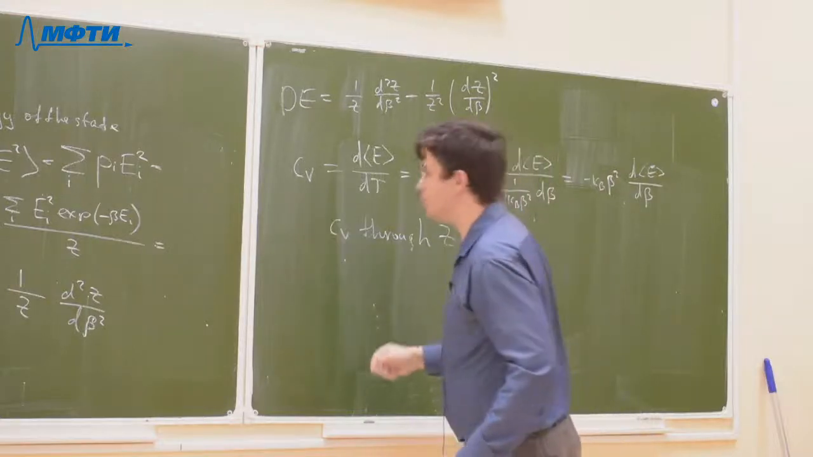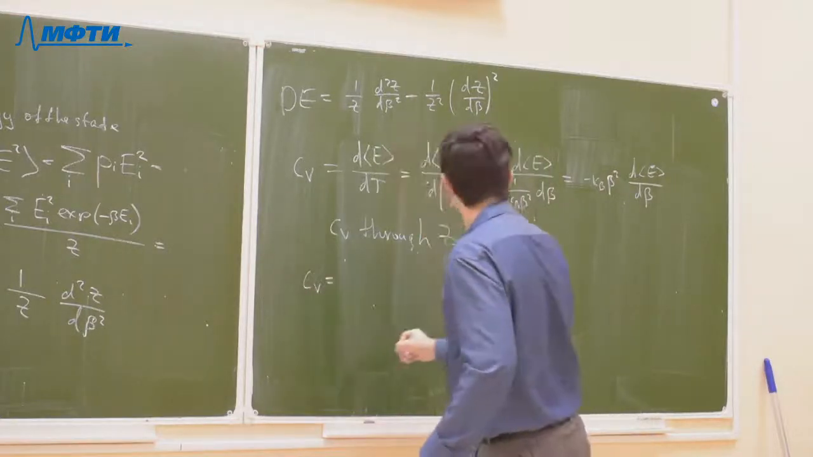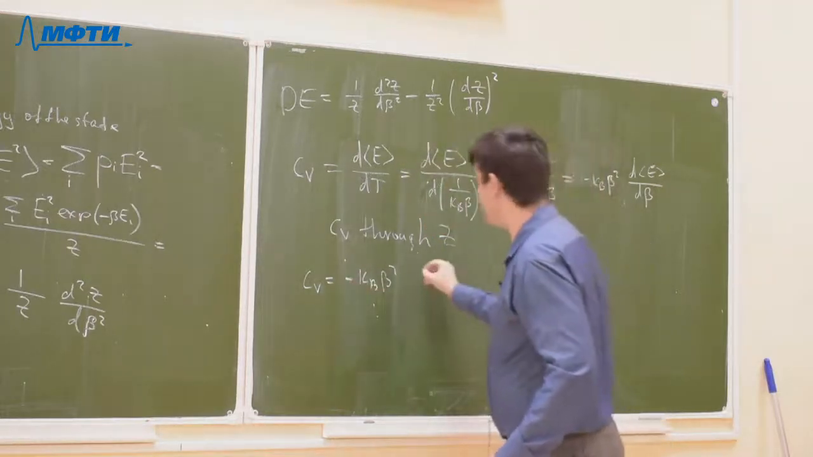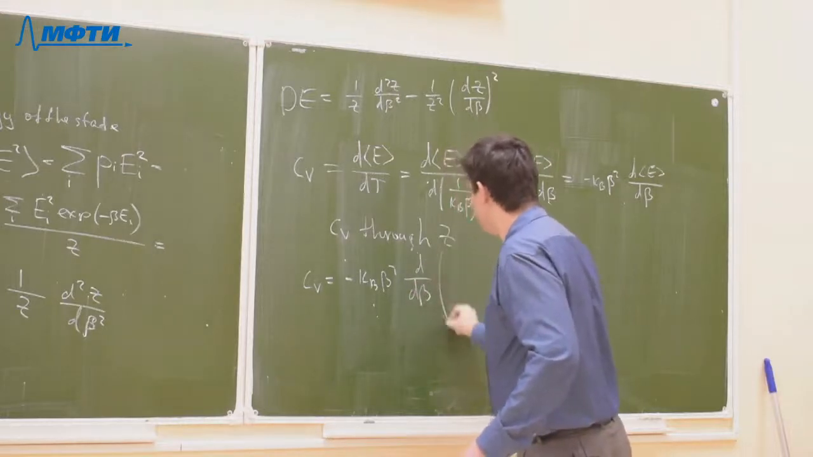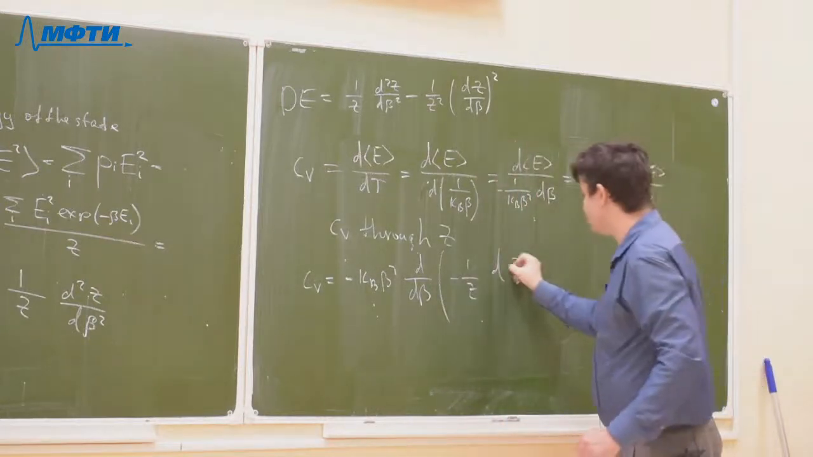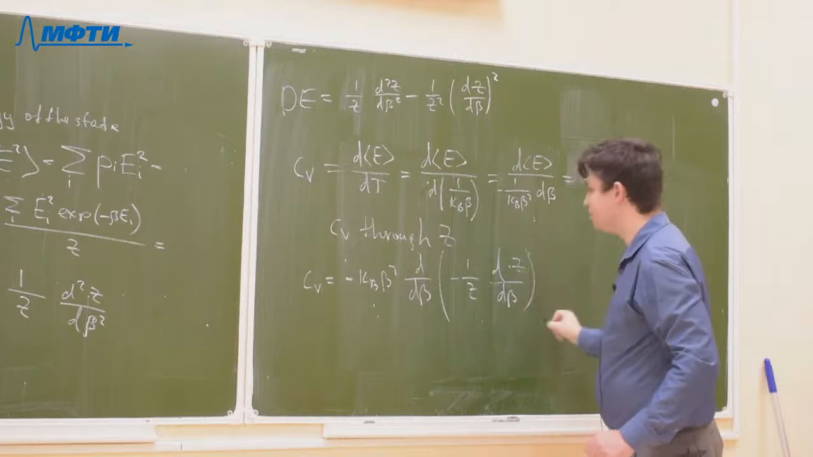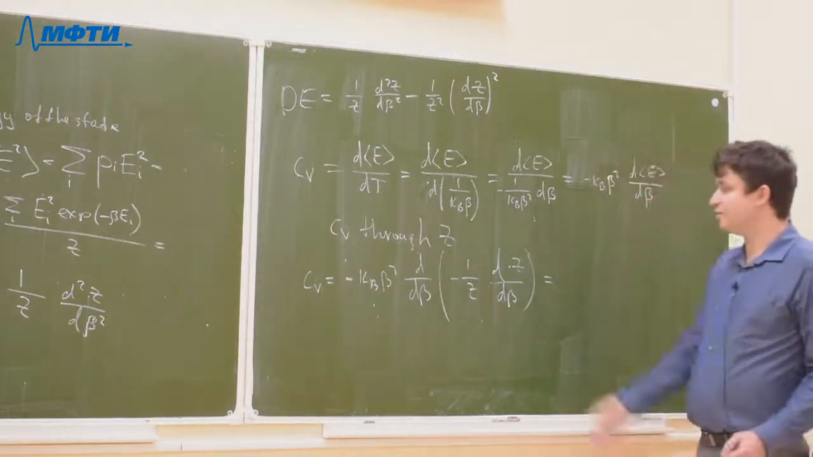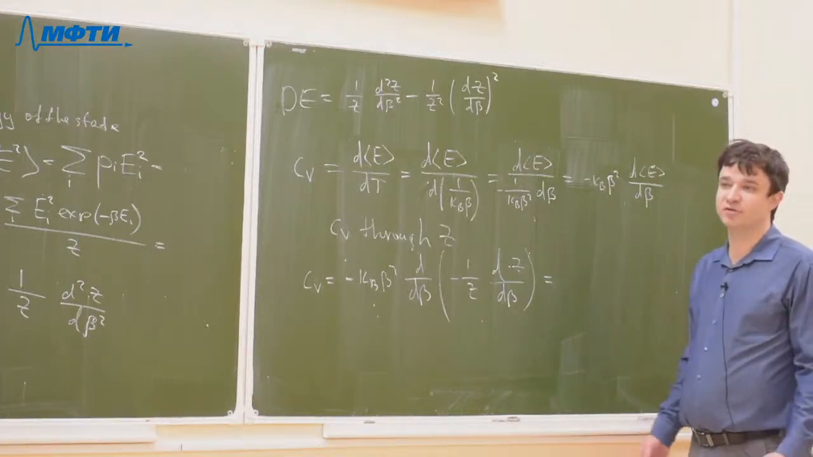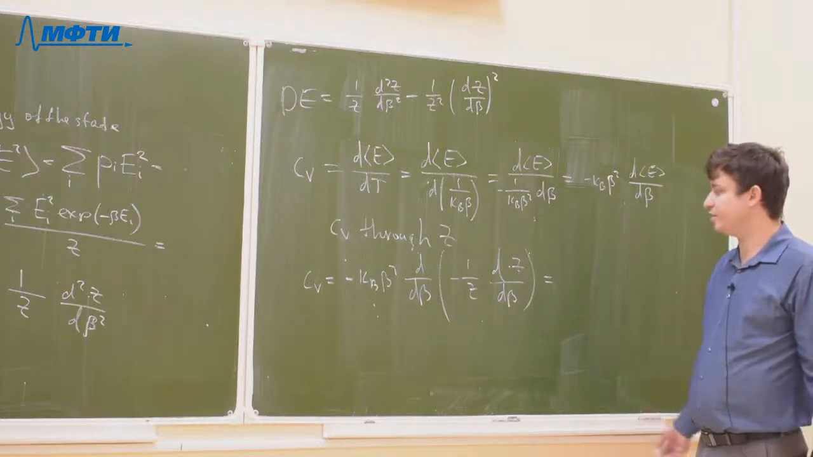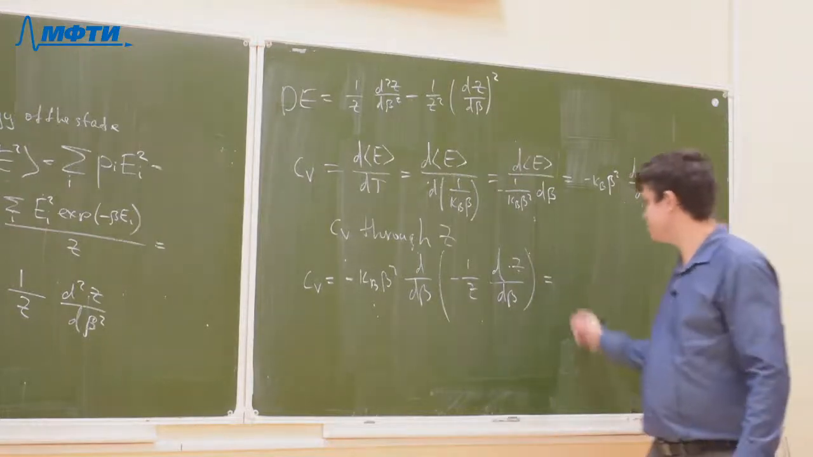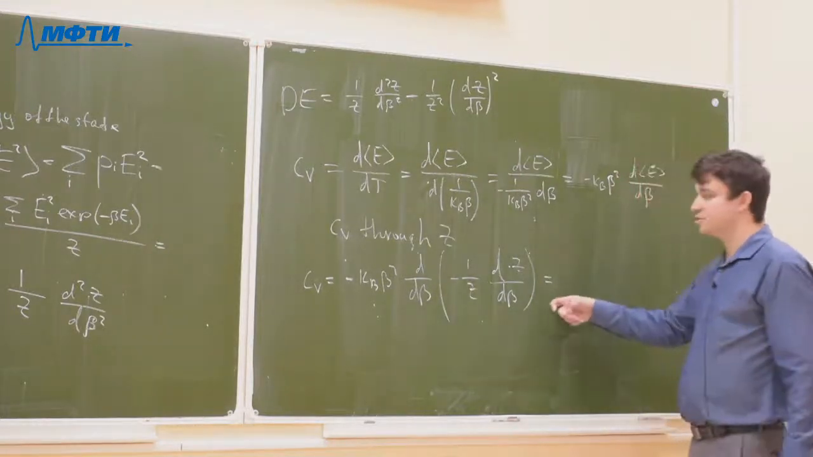So I insert that value of energy. Now I have minus kB multiplied by beta squared multiplied by d over d beta of minus 1 over Z times dZ over d beta. Okay, now I have a quantity which can be calculated using well-known rules for calculating derivatives. I can apply the chain rule, I can apply the multiplication rule, and get the result. So let's do it. Here is a straightforward calculation.